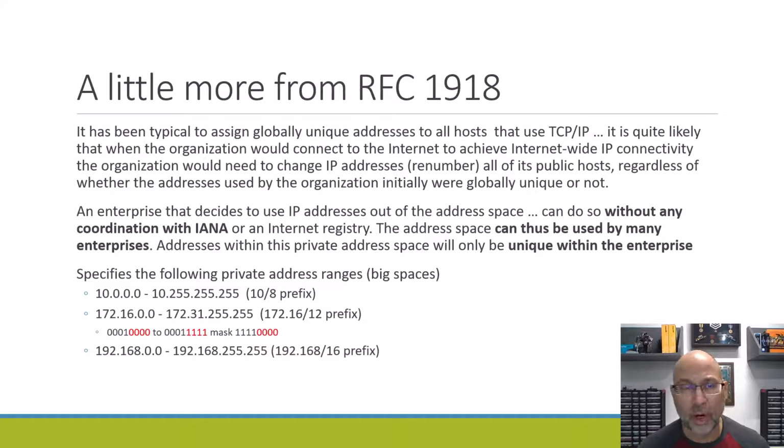So before we get to our demo, let's talk a little bit more about RFC 1918. This is a busy slide, there's a lot going on here, but let's just unpack it a little bit. Okay, so it's been typical to assign globally unique addresses to all hosts that use TCP/IP. What that means is that historically you would build a network, and every single one of your hosts would have a publicly valid IP address, meaning that everybody on the public internet could see that node and its IP address.